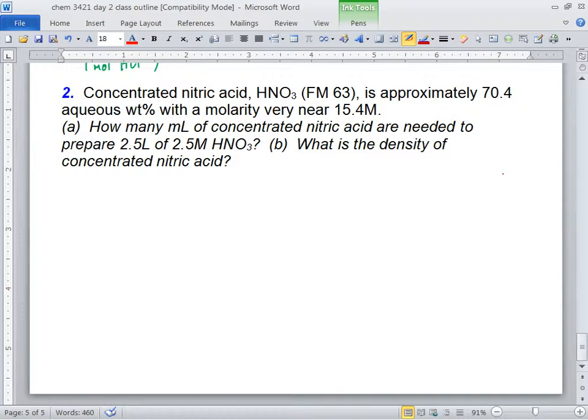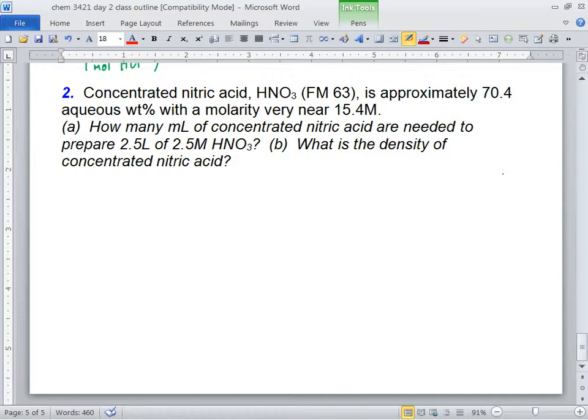Okay. Now, if you're like me, you probably started listing out all these conversion factors to fit the table. However, you don't need all that stuff for part A. Why? Because look at part A. Do you remember how many mils of concentrated nitric are needed to prepare 2.5 liters of 2.5 molar NaOH? This is the dilution problem. That MiVi equals MFVF.